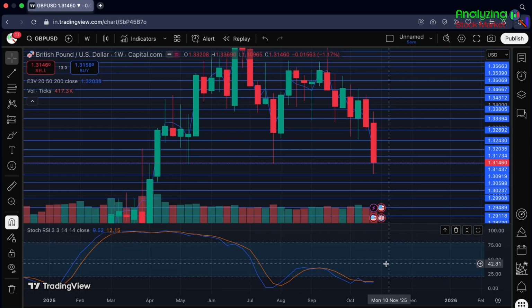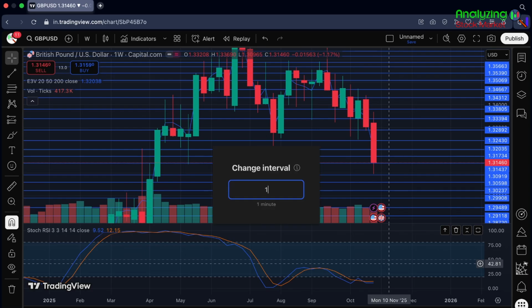Now let's mark some important support zones and resistance zones on a one-day chart. So let's open a one-day chart first.